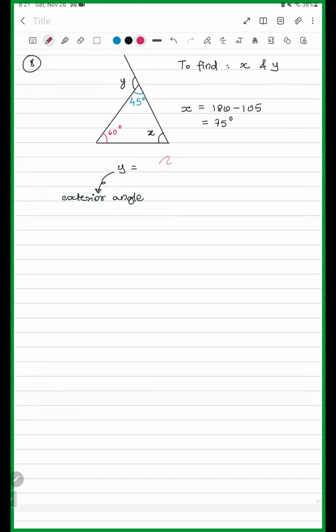So what do we have to do now? y will be the sum of the interior opposite angles. What are the interior opposite angles, Hiba? कौन से हैं interior opposite angles? 60 and 45. 45 जो है वो y का opposite angle है. No, 60 and x. Very good.